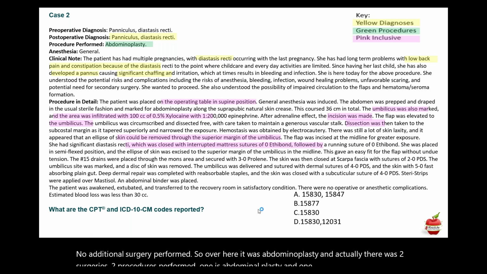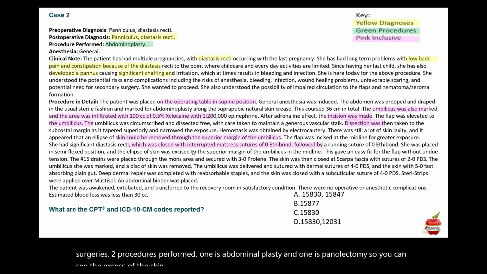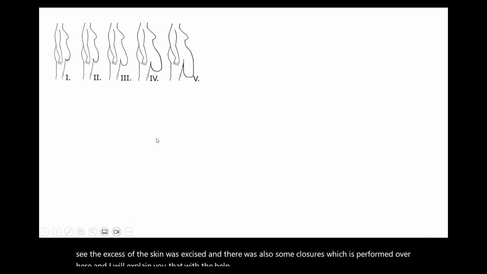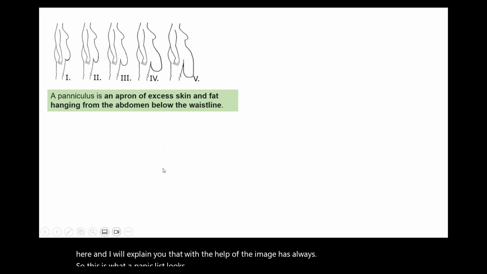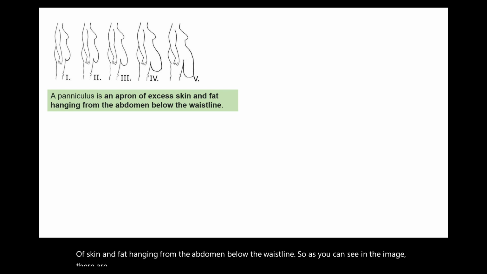So you can see the excess skin was excised, and there were also some closures performed over here, and I will explain that with the help of the image as always. So this is what a panniculus looks like. The panniculus is an apron of skin and fat hanging from the abdomen below the waistline. As you can see in the image, there are different stages of panniculus, from stage 1 to stage 5, and stage 5 is definitely the most severe.